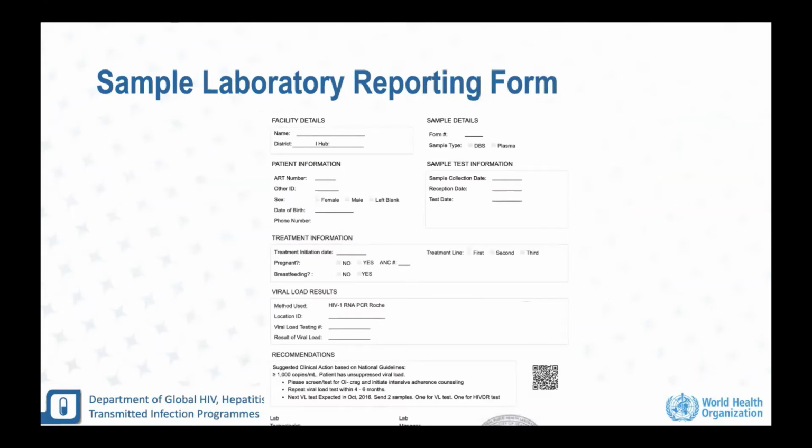And then you have a sample laboratory reporting form. So again, this has a summary of the patient information, such as their ID number, some of the demographics of the patient, summary of their treatment information, and their viral load results. So you can see at the bottom of the form, there's a place to actually report the result of the viral load. And then the form reminds sites on what the recommendations are. So if a patient has an unsuppressed viral load, these are the steps you should take: enhance adherence counseling, repeat the viral load, etc.